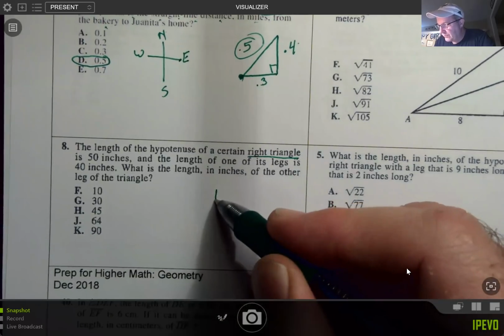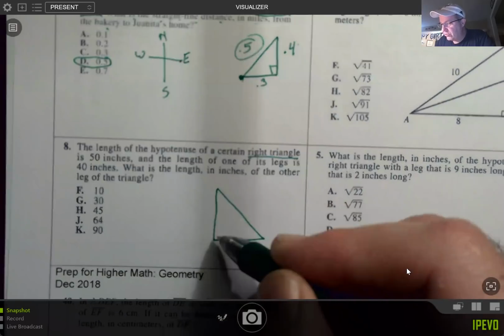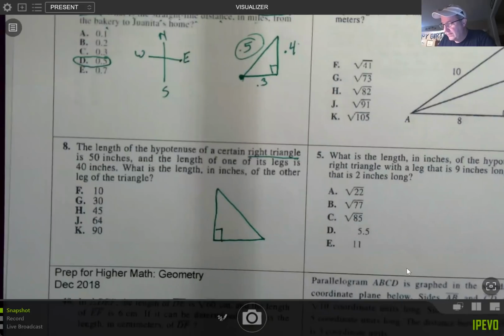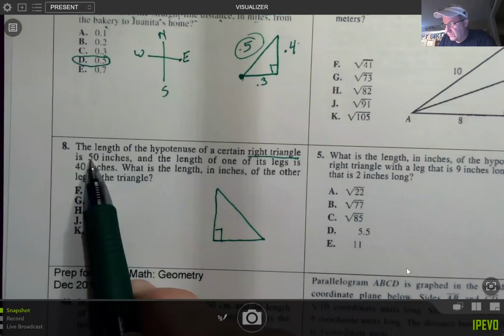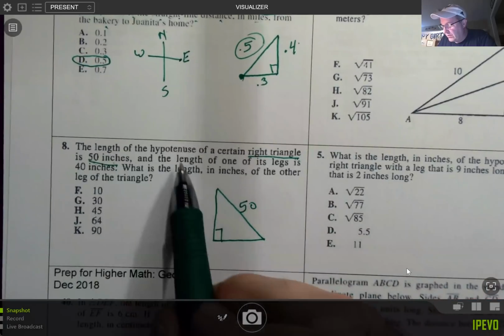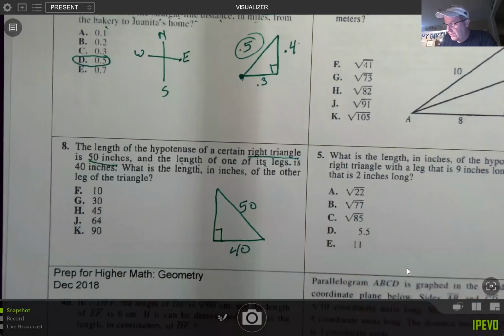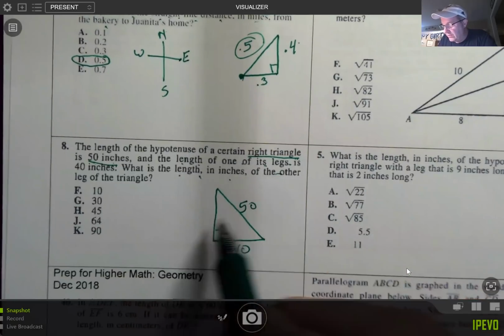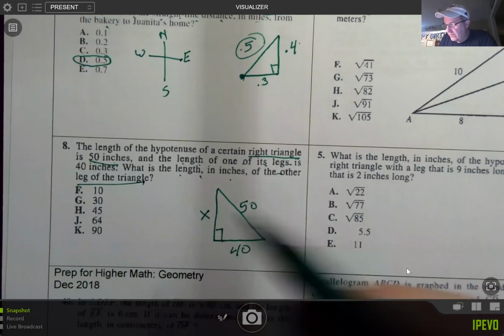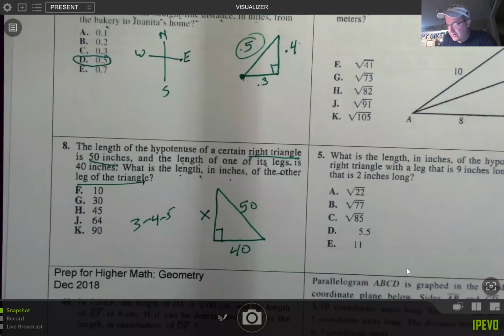All right. Now they told us that this is a right triangle, so I'm going to draw one. The length of the hypotenuse is 50, and the length of one of its legs is 40. What is the length in inches of the other leg? So how long is this? Well, this is a 3, 4, 5 triple, right? Must be 30. Really not too bad.